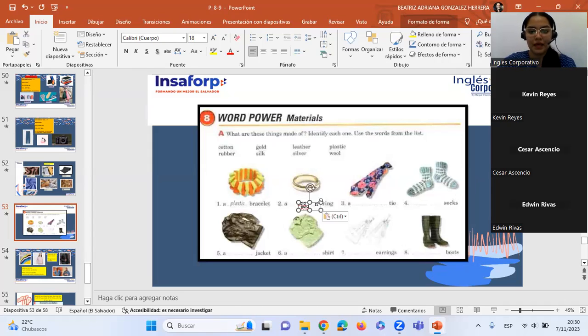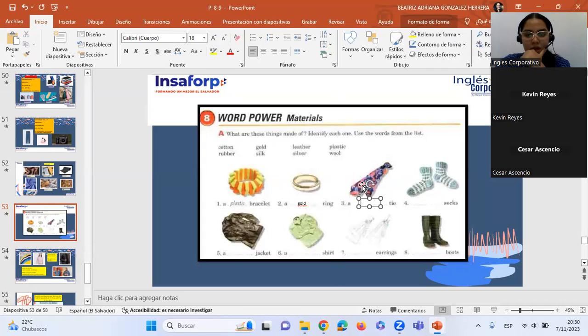Gold ring. In this case, tie, una corbata. How would it be? Cotton. Cotton. Let me see. No, because we have a shirt here that is made of cotton. So, is silk, de seda. Okay, una corbata de seda, silk. We have also here socks. Los calcetines, socks. Which is the material in this case?